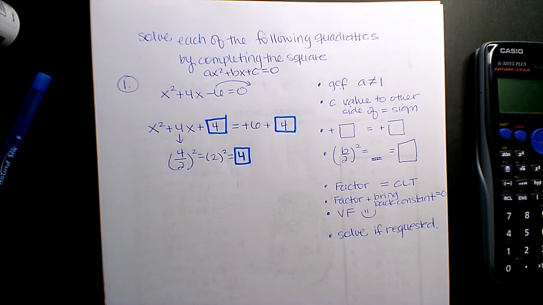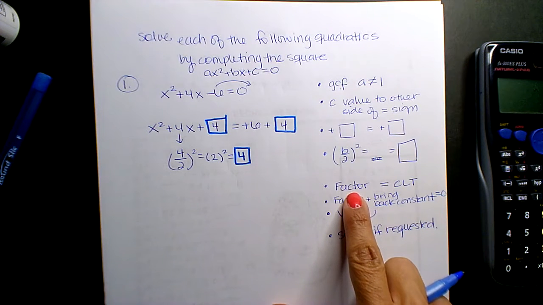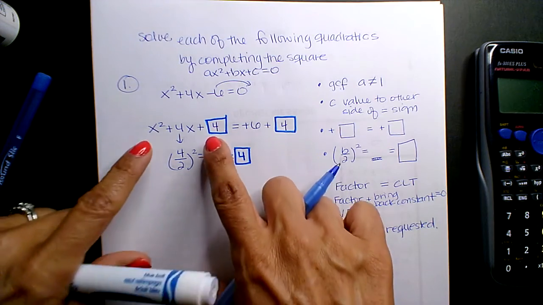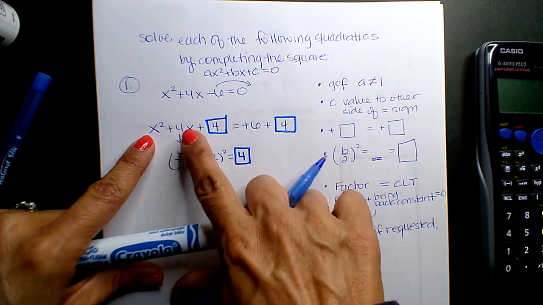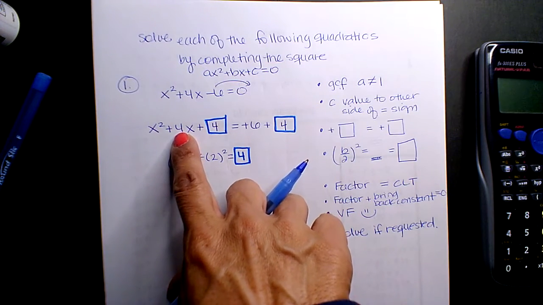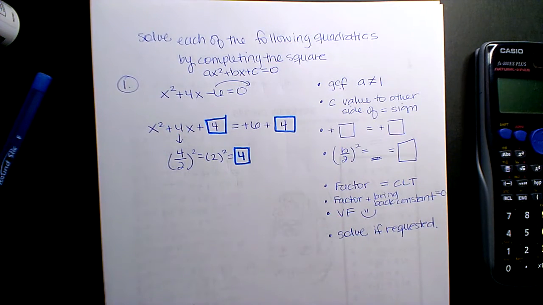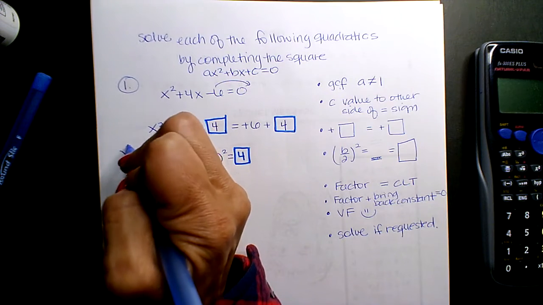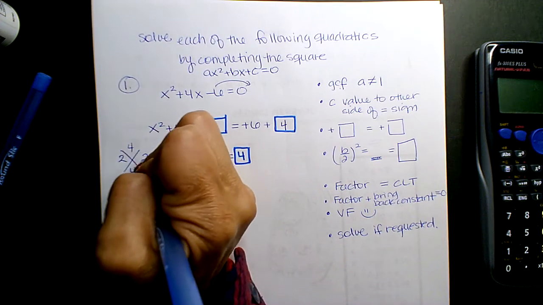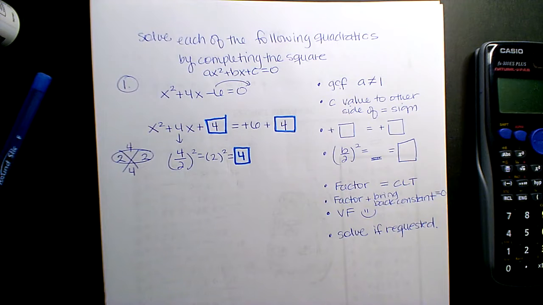Okay, so now it says you're going to factor the left and you're going to combine like terms on the right side. So if I factor the left, x squared plus 4x plus 4, give me 2 numbers that multiply to 4, but add up to 4. Well, for 4, what 2 numbers? 2 and 2, right? Okay.